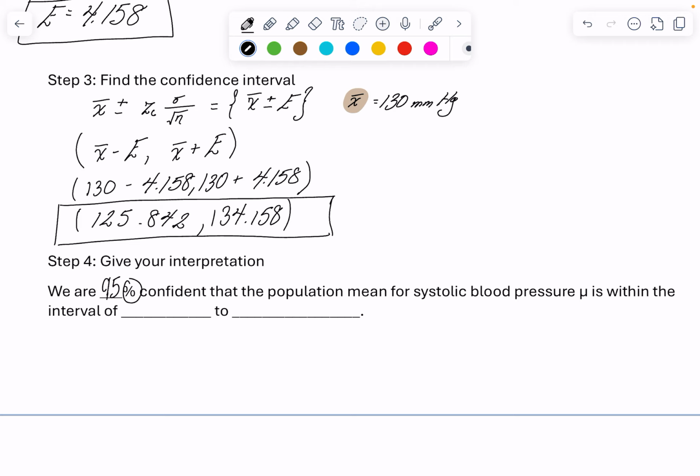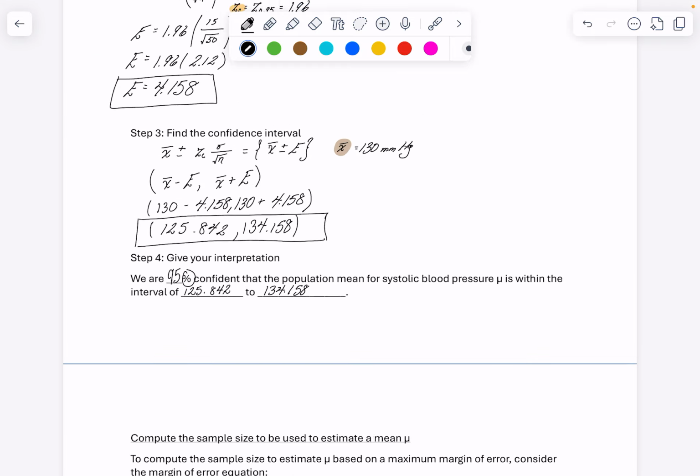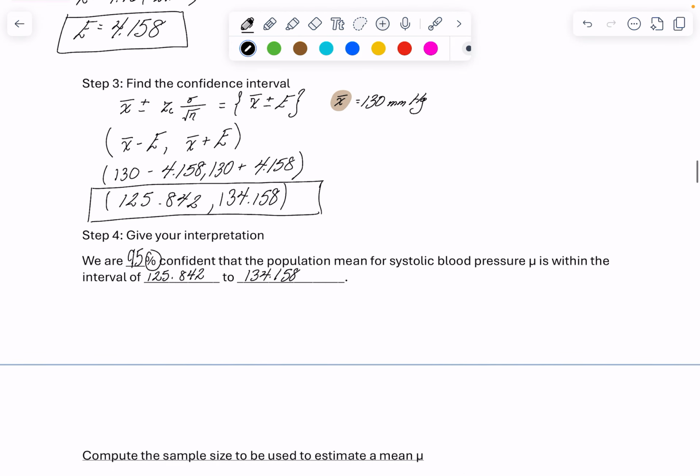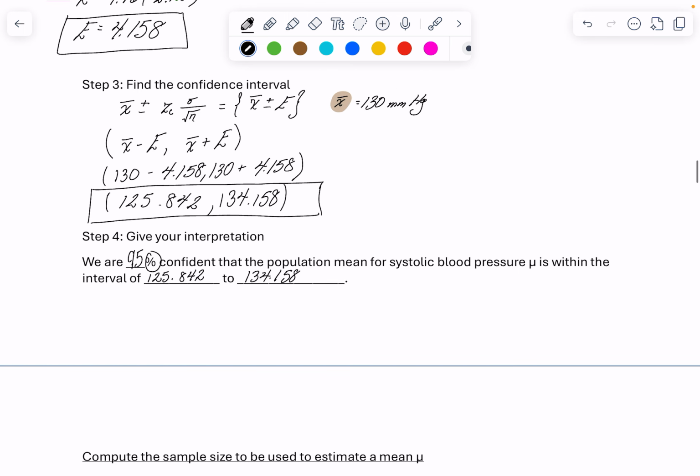So we are 95% confident that the population mean for our systolic blood pressure is within the interval of, state your interval. So here it's going to be 125.842 to 134.158. And that is your full interpretation for this problem. Okay. Next, we'll be going on to different problems where we're going to actually find out what sample size we should use to estimate a population mean effectively.